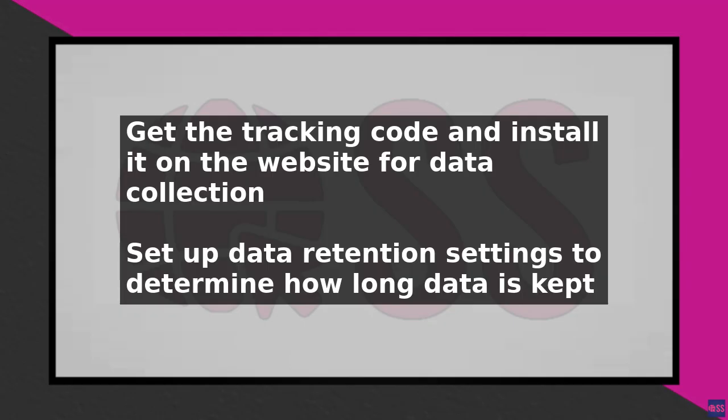After providing the basic information, you will need to get the tracking code. The tracking code is a small piece of JavaScript code that you need to install on your website. This code will track user interactions and send the data to your Google Analytics account. You can install the tracking code yourself or have your web developer do it for you.